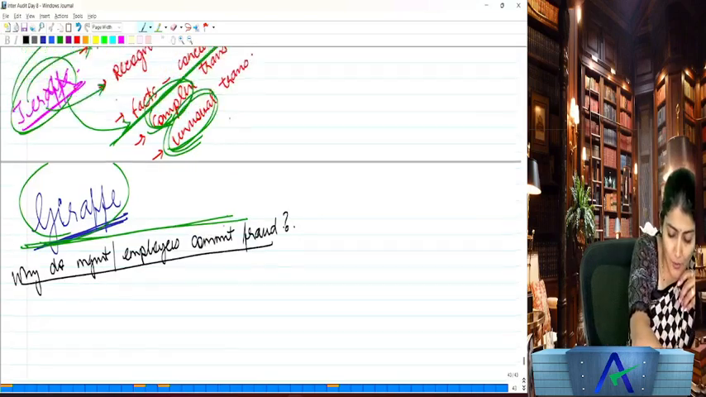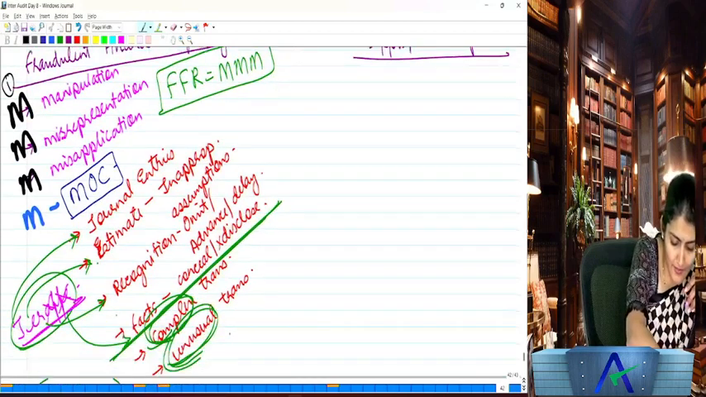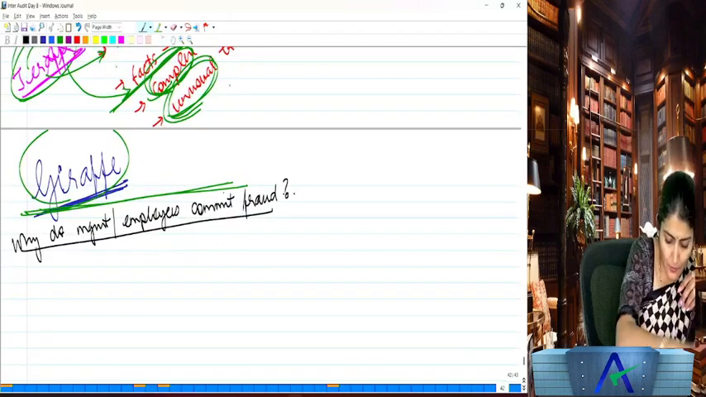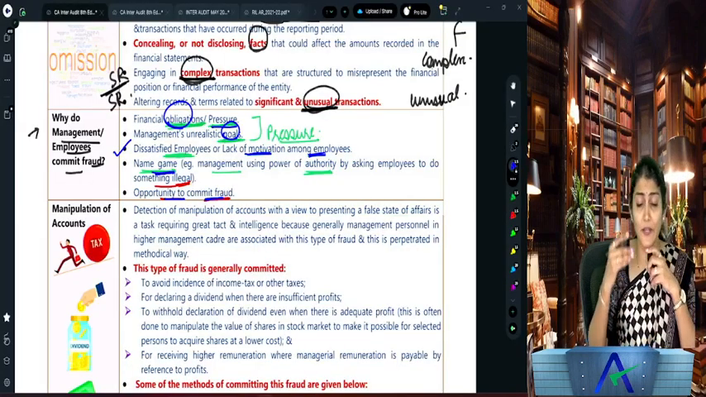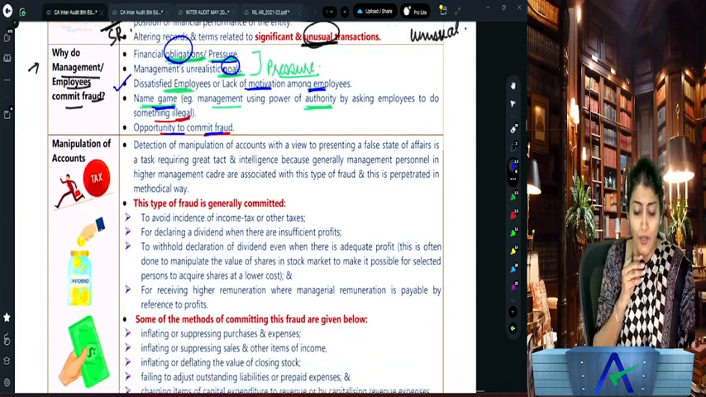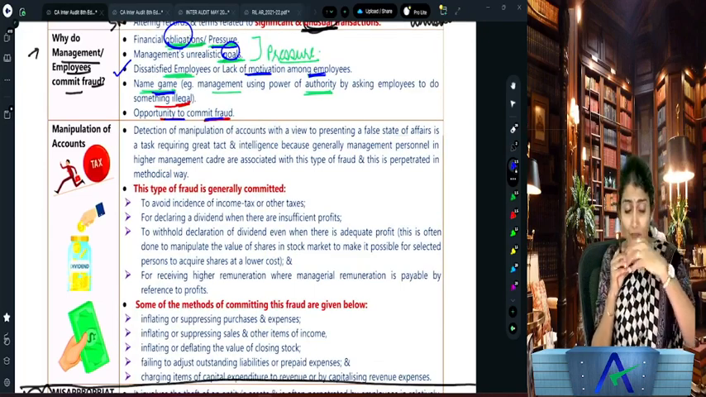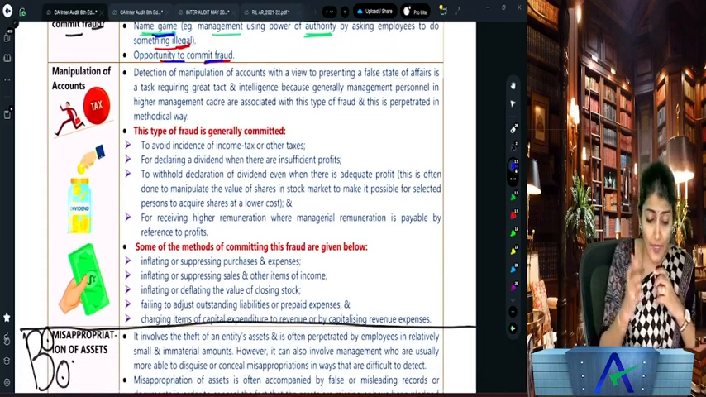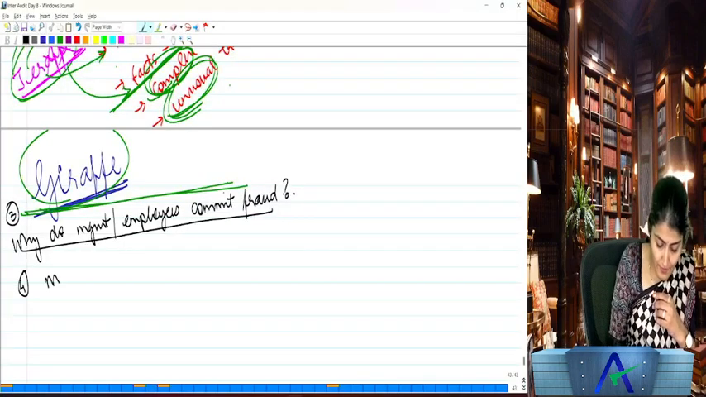So what was question number one we had over here? Sources of the FFR. Then we had a retail question regarding the management override of control. Then the third question which we have is why do the management and employees commit a fraud. And then what does it say? Right, company doing a fraudulent financial reporting. If a company does the fraudulent financial reporting, that means what are they doing? They are doing the manipulation of their accounts.